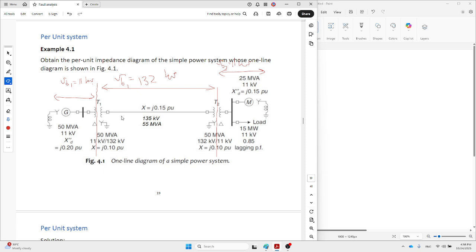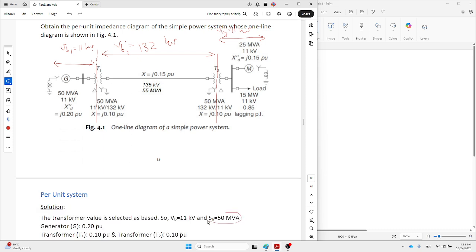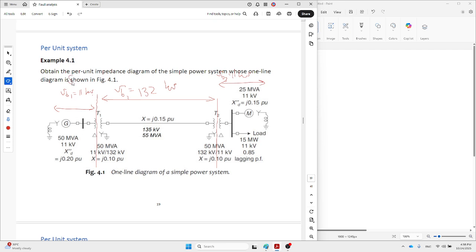Then for each section, we must have S base. Since S is given for the whole power system, S base 1 is 50, S base 2 is again 50 megavolt-amp, and S base 3 is 50 megavolt-amp. So for the power system, writing only one is fully enough. No need to mention one, two, three, because S base for the whole power system is given to you. Okay, the new S base.